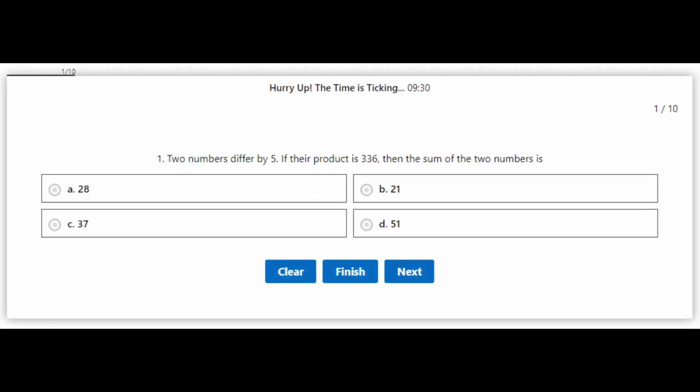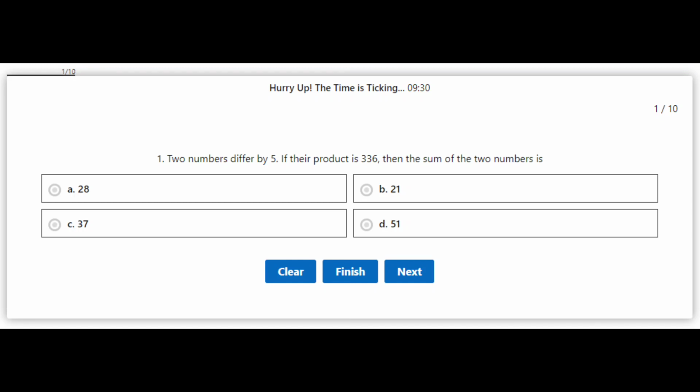Our first question is, two numbers differ by 5. If the product is 336, then the sum of the two numbers is. So basically we have seen these types of questions and know how to initialize the procedure to solve this question. Firstly, we have to assume the numbers, because the question asks for the sum of the two numbers. So firstly we have to find the two numbers and then we will sum them.